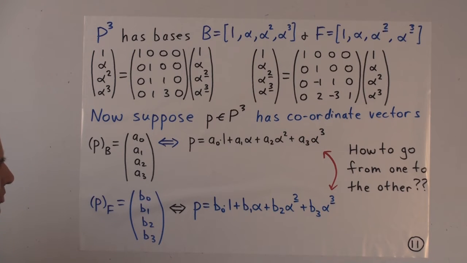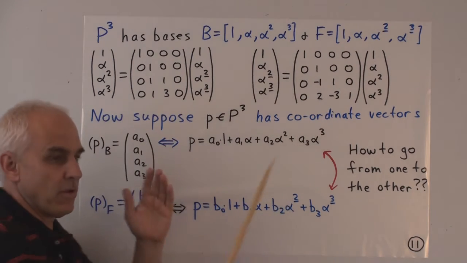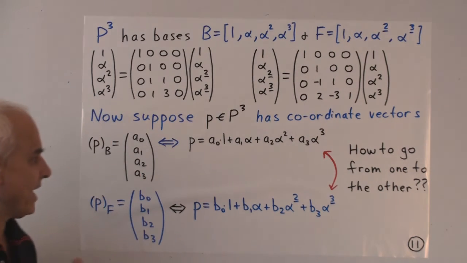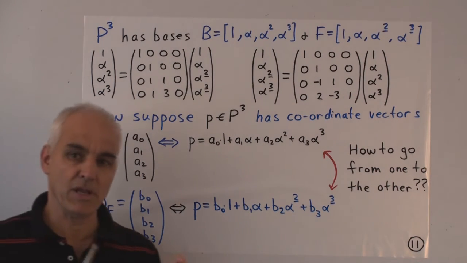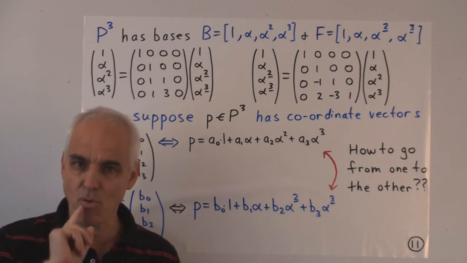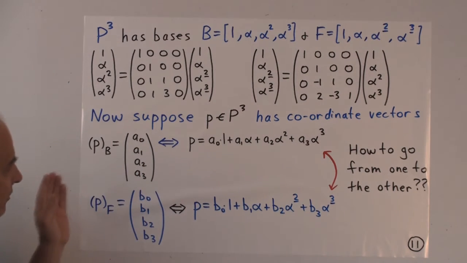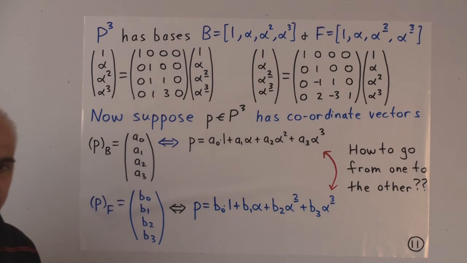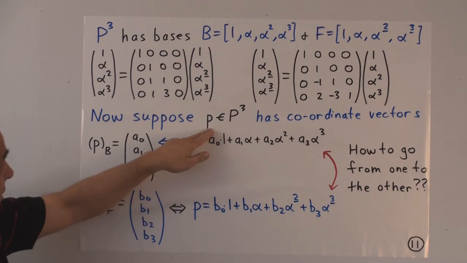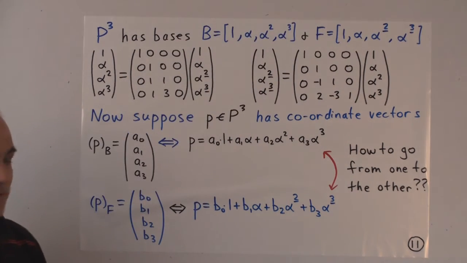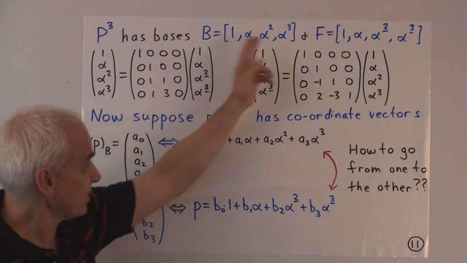Okay, now a very interesting question here is, how does this kind of change or relationship between the bases translate to a relationship between coordinate vectors for a particular polynomial? It's a very important question. So what I have in mind is this. Suppose we have a particular polynomial in P3. We can express that polynomial with respect to this basis, or with respect to this basis, or in fact with respect to any basis that we want. But we're just considering these two for now.